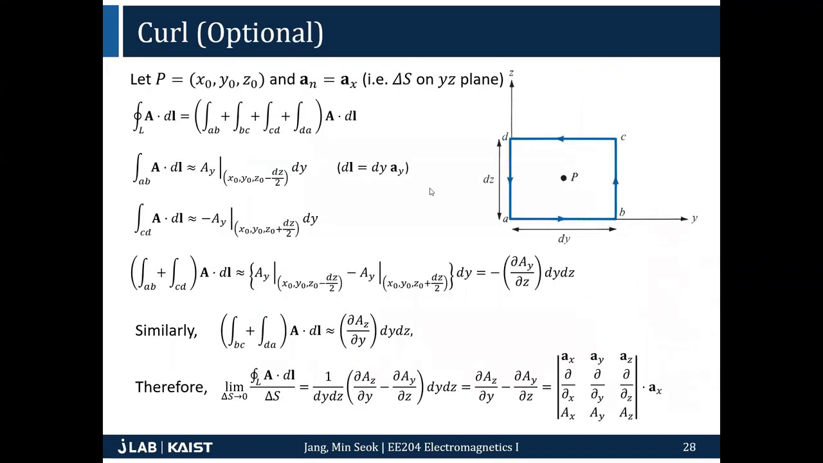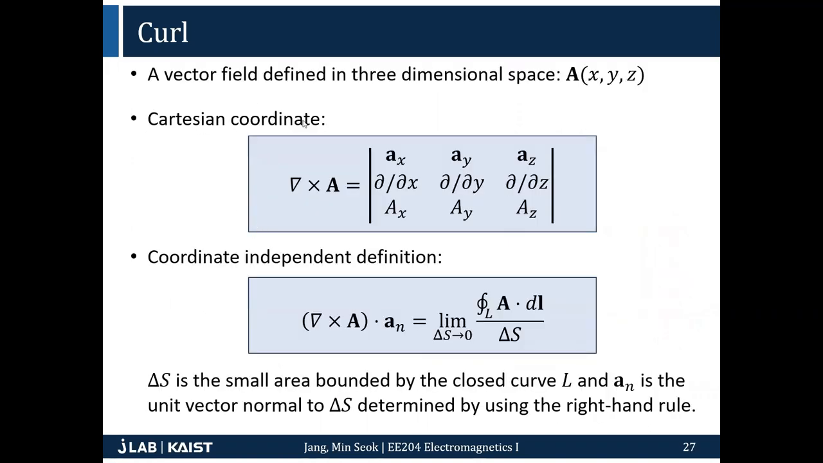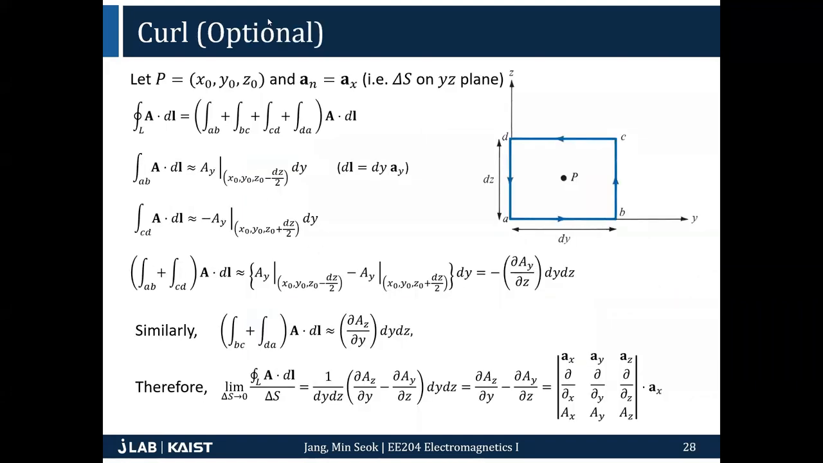You can see this in the next derivation. Here also we'll show the equivalence between the Cartesian coordinate definition and the coordinate-independent definition. So let's do this. For now, let's set A_N to be A_X, which means we want to evaluate just the x component of the curl of A.